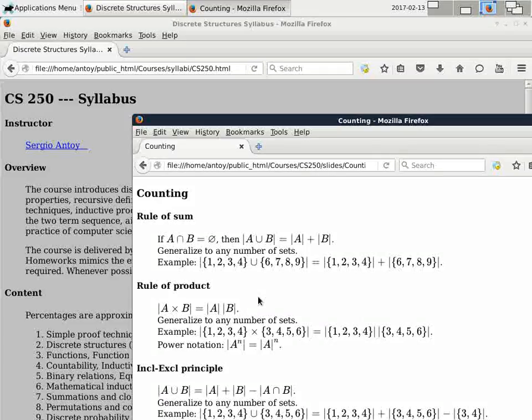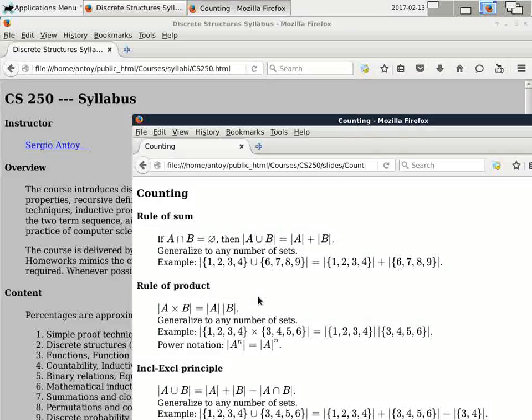This is the rule of the product. It says if you have a Cartesian product, how many elements are in the Cartesian product? In the Cartesian product you have pairs. So this is the number of elements you have in the first set times the number of elements you have in the second set. Why? Because for each element of the first set you make a pair with any element of the second. And so this will give you the product.